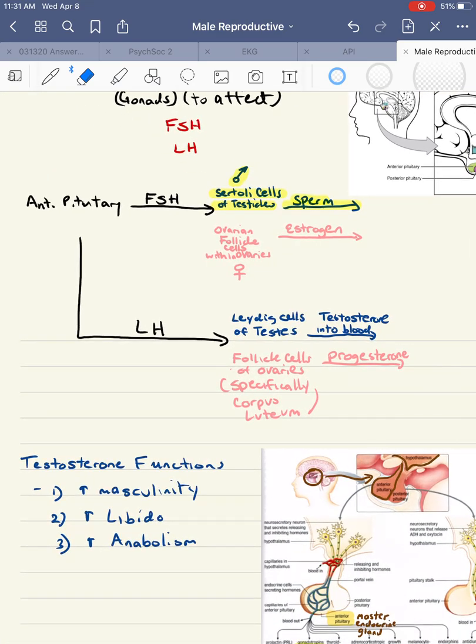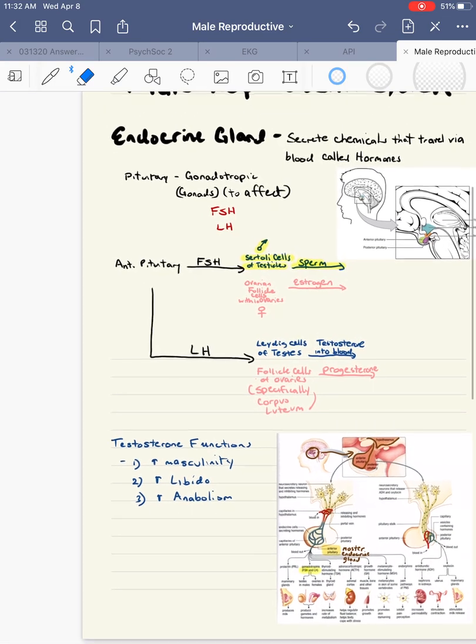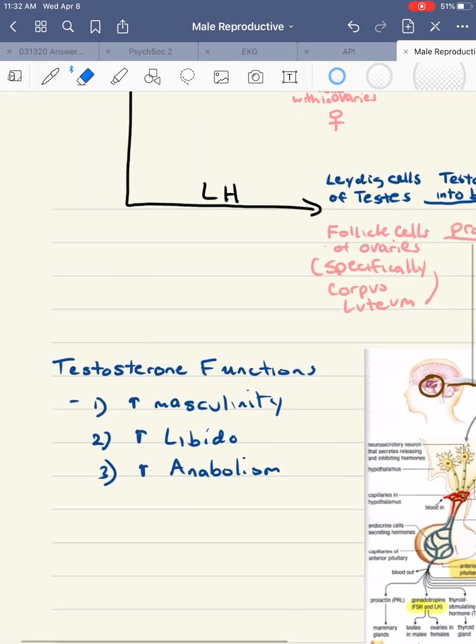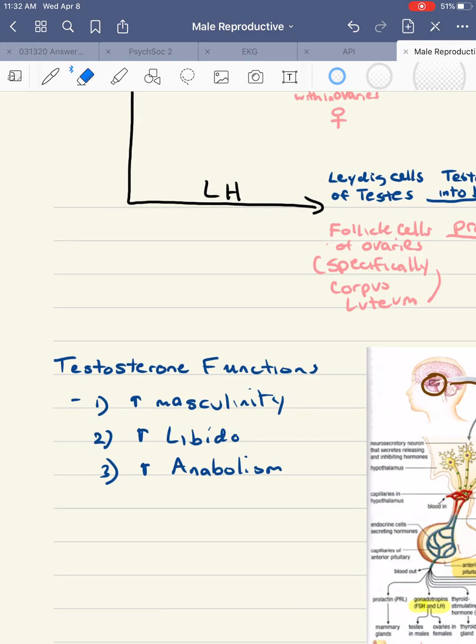And if we look carefully over here, luteinizing hormone does something very similar. Luteinizing hormone will also cause the testes, this time the Leydig cells, to release testosterone into the bloodstream. If you are a female, it's going to cause the follicular cells of the ovaries to secrete another hormone called progesterone.